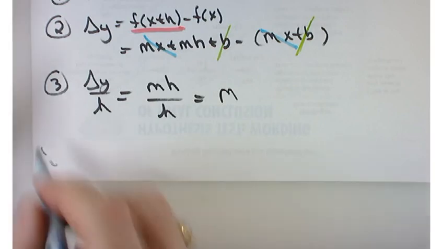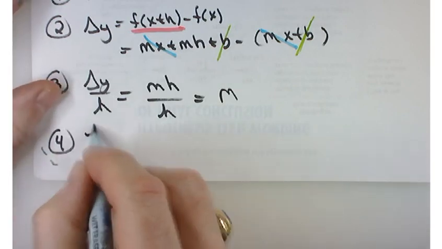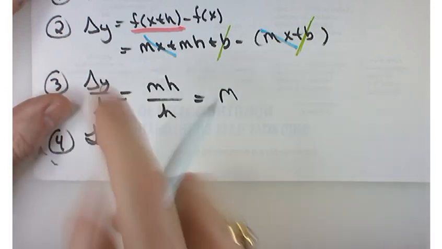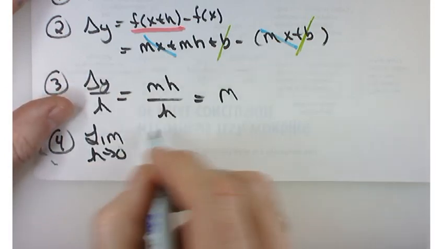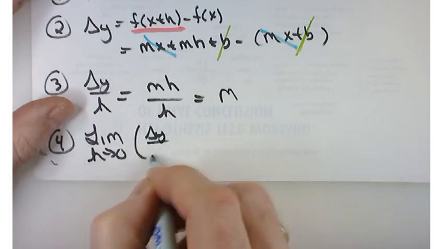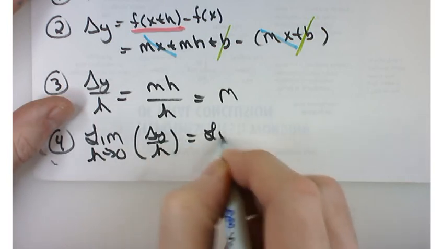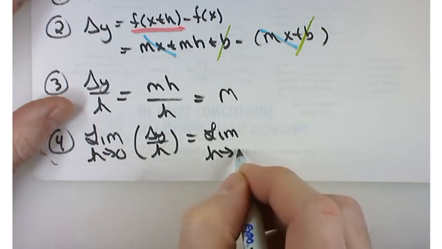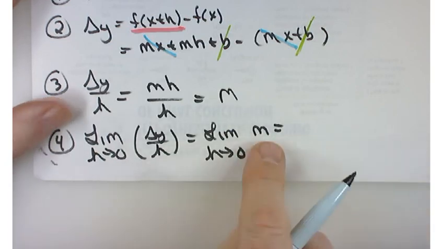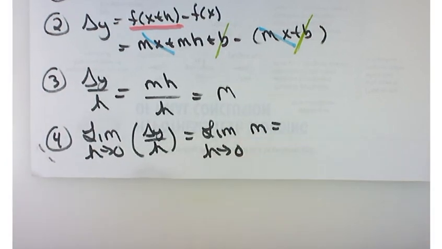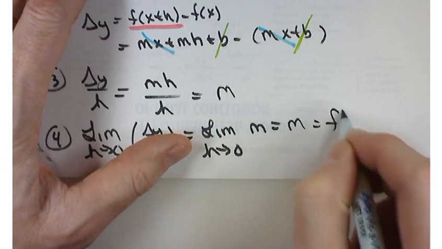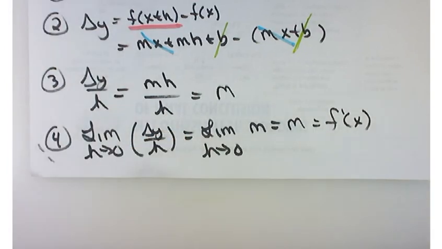The last step is to calculate the limit of this. Limit as h approaches 0 of delta y over h. Now for us, in this case, it's the limit as h approaches 0 of m. Don't overthink this one. What's that limit? m. So that's my f prime of x. That's telling me how the function is changing at any particular instant.